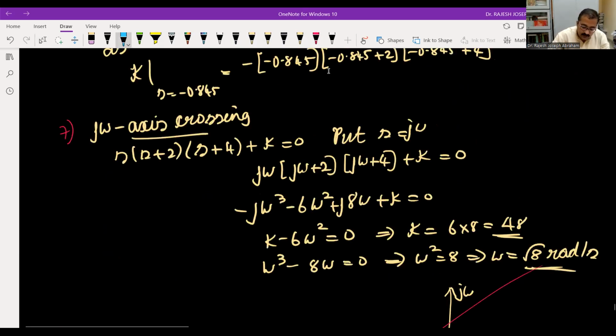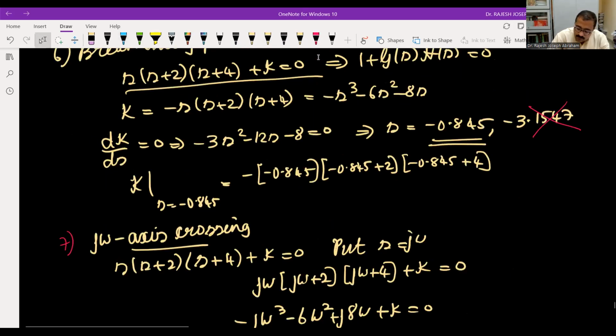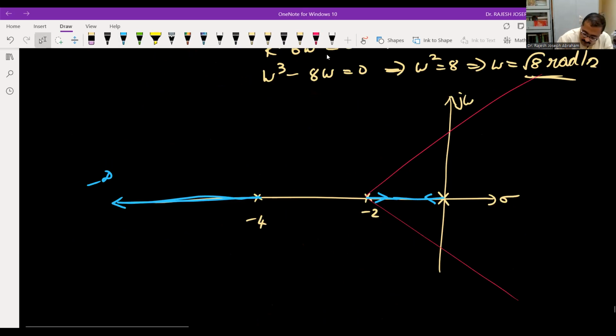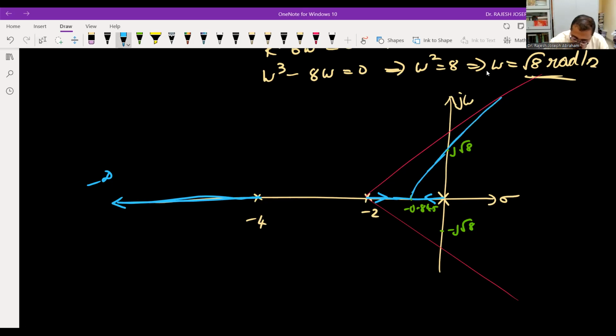Where was our breakaway point? Our breakaway point was at minus 0.845, that means somewhere here. We have also found the frequency at which it cuts the j omega axis, which is root 8. Say let this be j root 8 and this be minus j root 8. Your root locus will be something like this. It starts from here, and then onwards, do a freehand sketch along the asymptotes. This will complete the root locus for this problem.